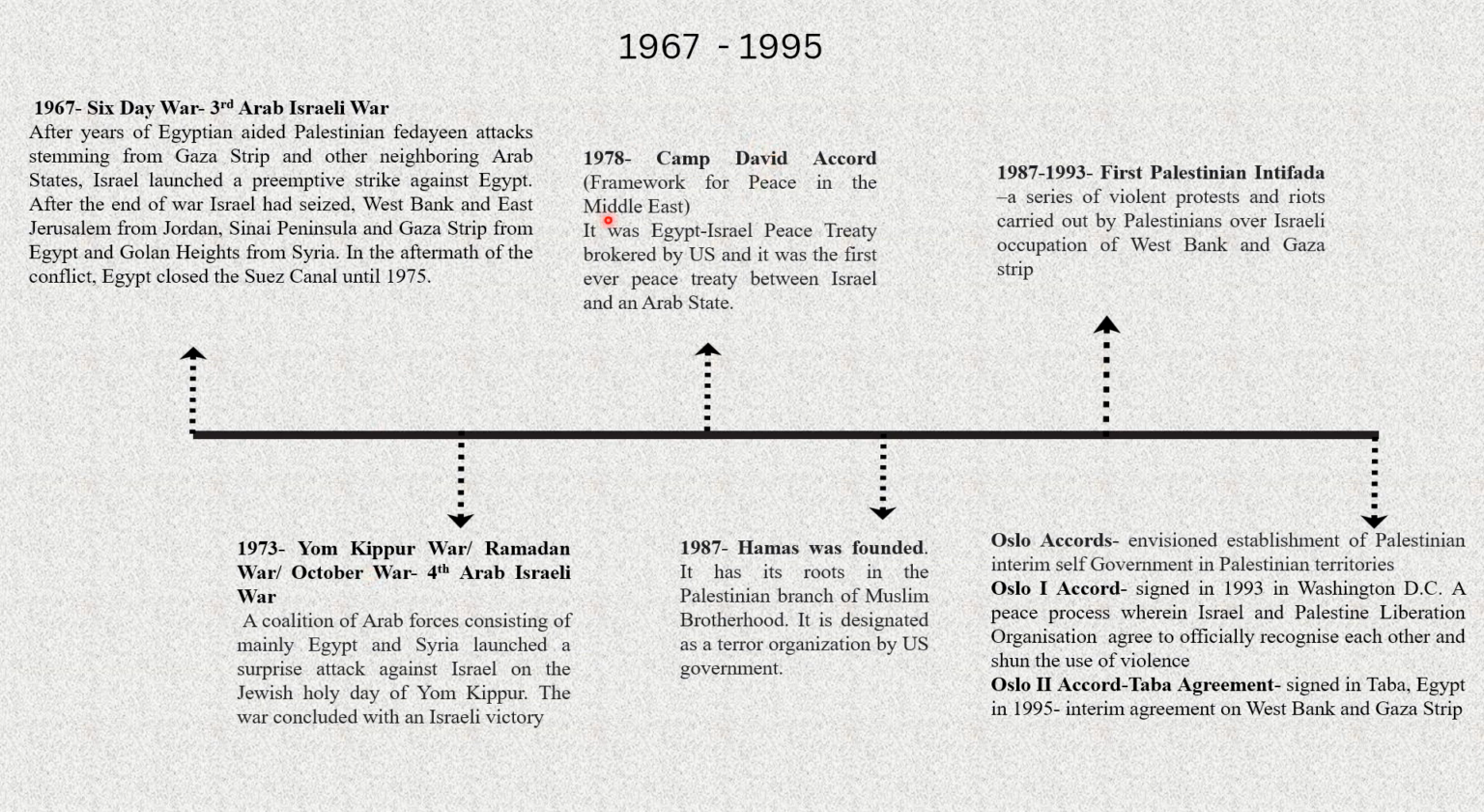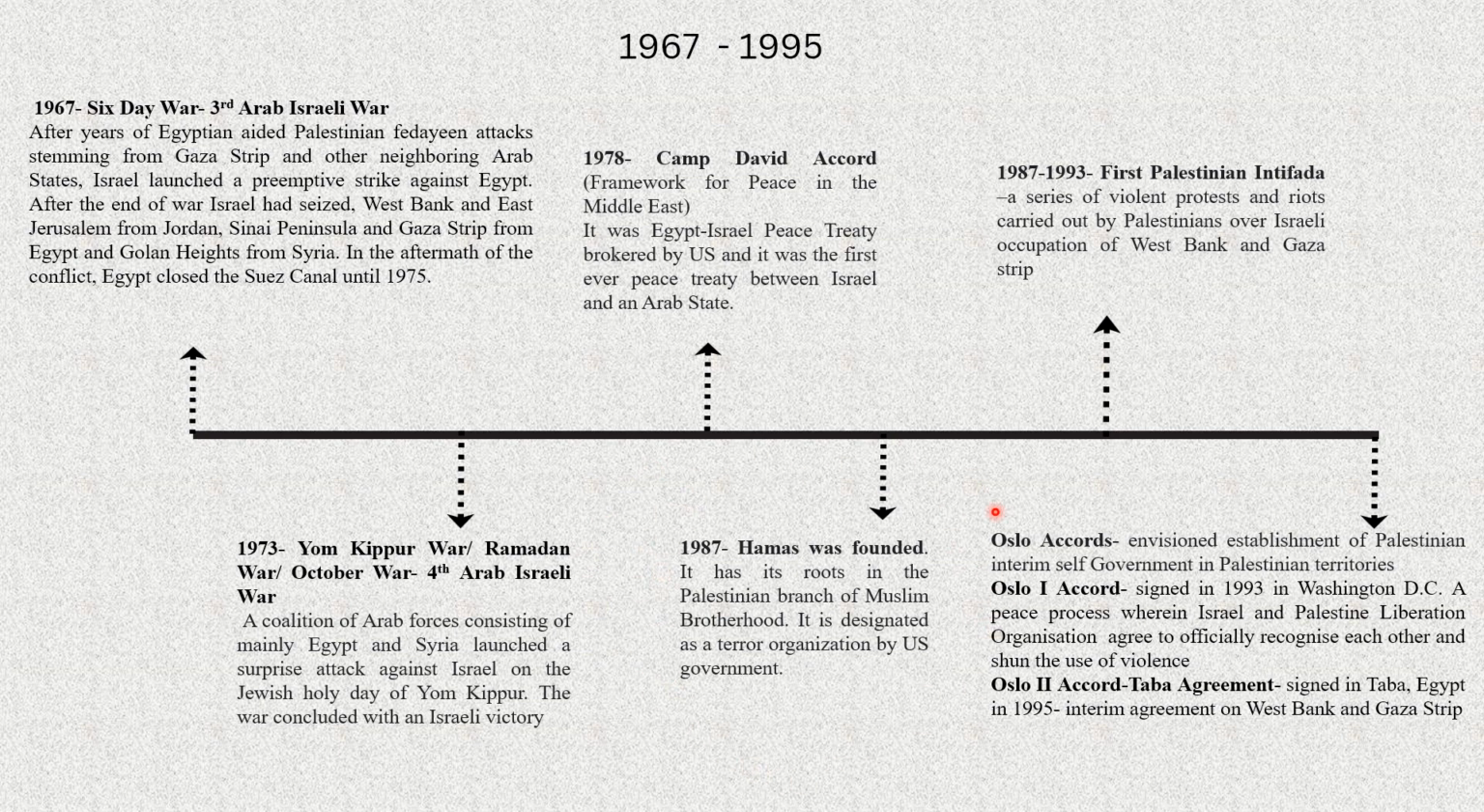Next comes the 1978 peace accords, which were known as the Camp David Accords, or the Framework for Peace in the Middle East. It was the Egypt-Israel peace treaty. This was the first ever peace treaty between Israel and any Arab state, and this was brokered by the US.